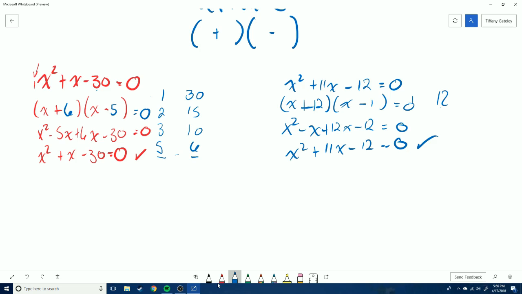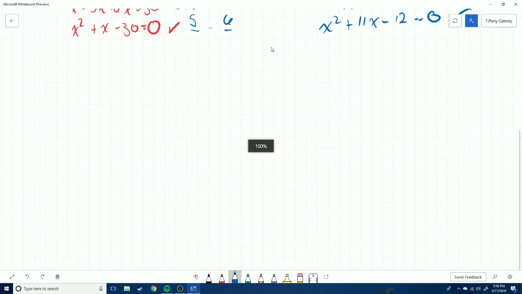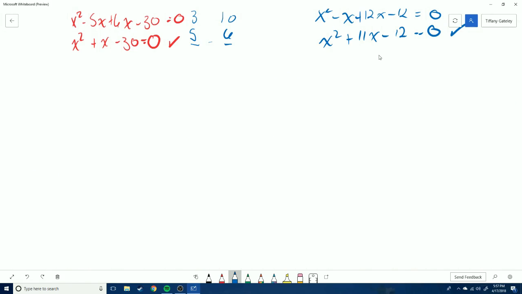Alright, and then for our last example, we're going to do one where your a is not 1. So you can see how to do that. And so that example is 6x squared plus 5x minus 4 equals 0. This here, and plus and minus.